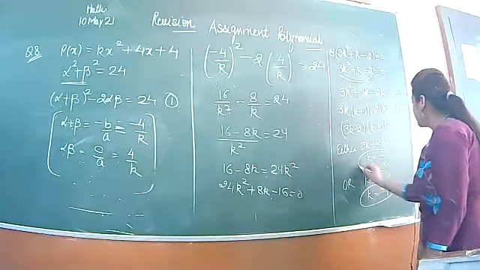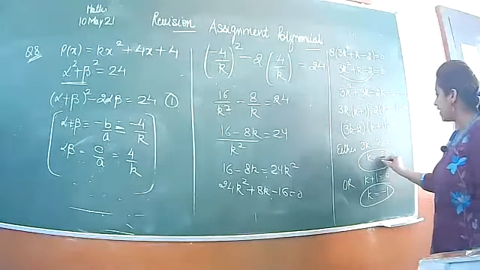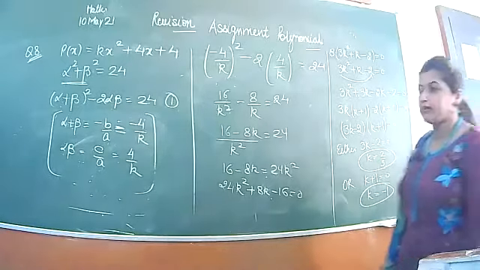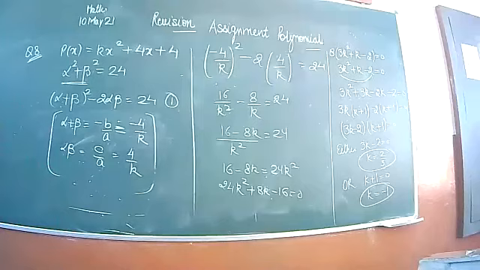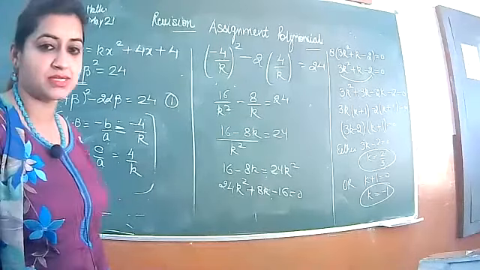So we have got two values. One will be possible at a time. So we have k is equal to 2 by 3 or minus 1. Two answers are there.